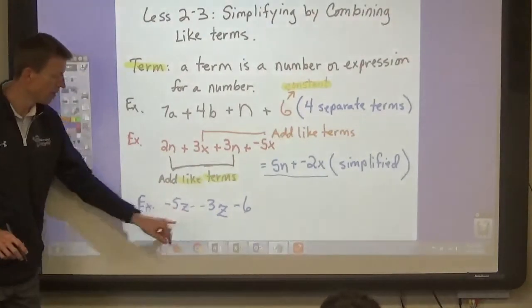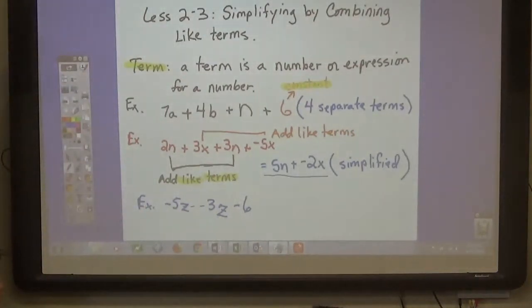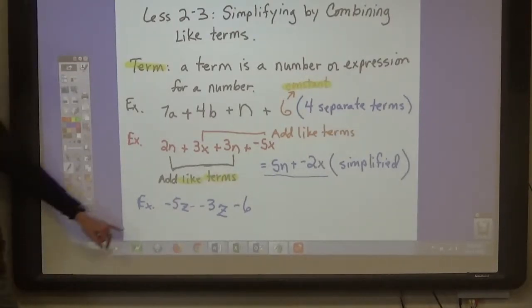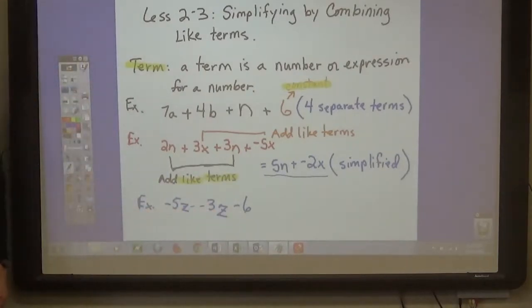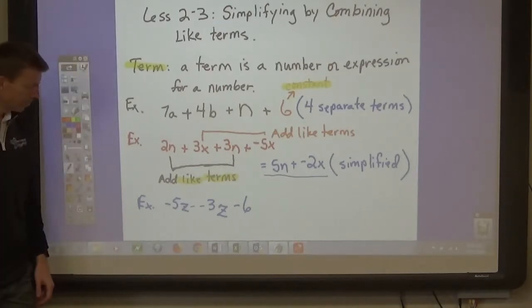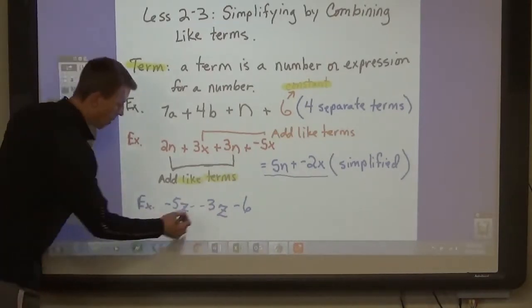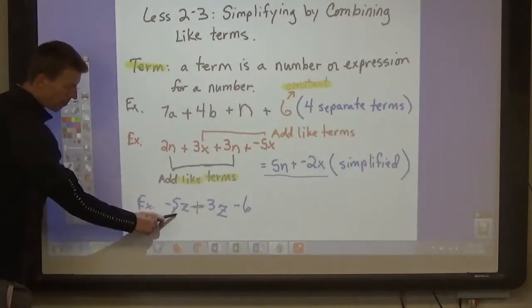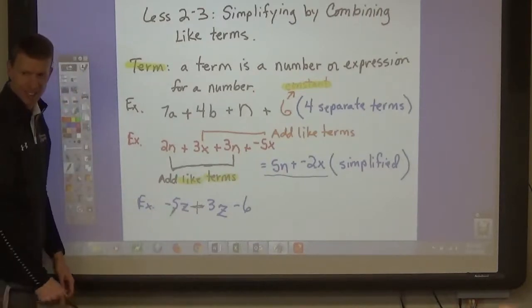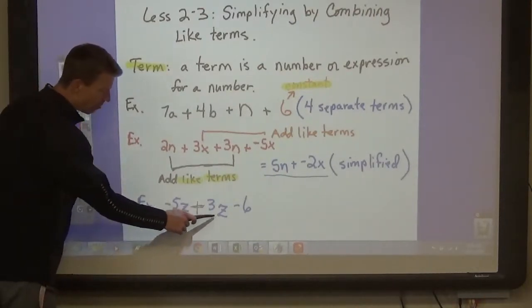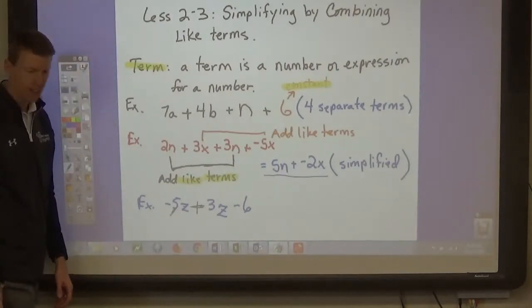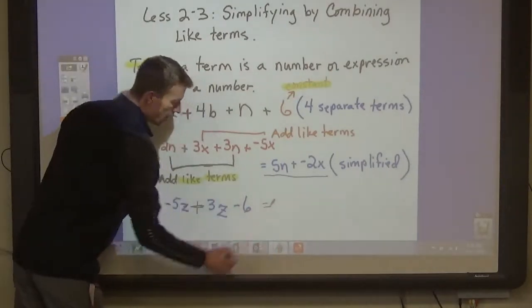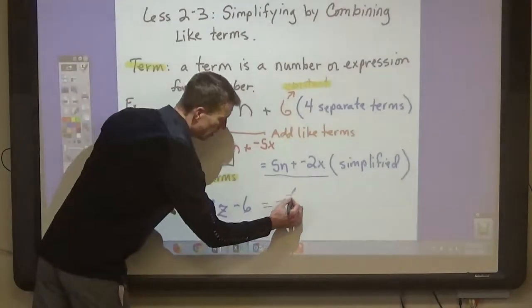Look at this one. Look at this example. This has a bunch of negatives in it. How would you add these? Negative x, and then just write the 2 minus signs and do a plus 3x. Yep. And then minus 6. Yeah, so negative 5z, that's actually a z. We tried to make it a z. Negative 5z plus 3z is negative 2z. Yep.